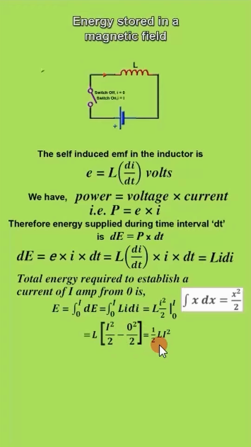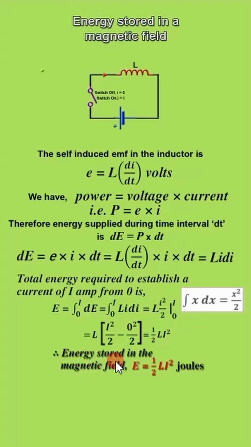This part becomes 0. So this is L into I squared by 2, that is half L into I square. Therefore, energy stored in the magnetic field is equal to E, that is half L into I square joules.